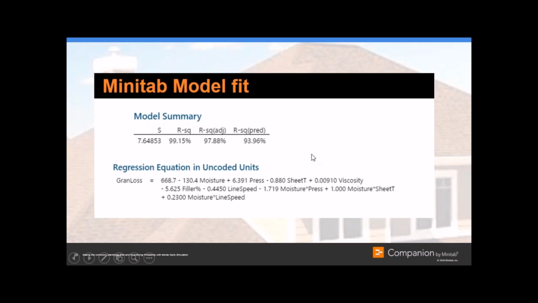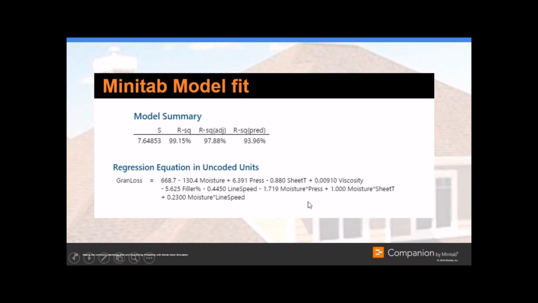So here's that model fit. I'm just taking pieces out of the Minitab 18 output, where you can see the model summary, if you're familiar with regression. So a pretty good model, very good model actually, with pretty good predictive power, and the regression equation is here.